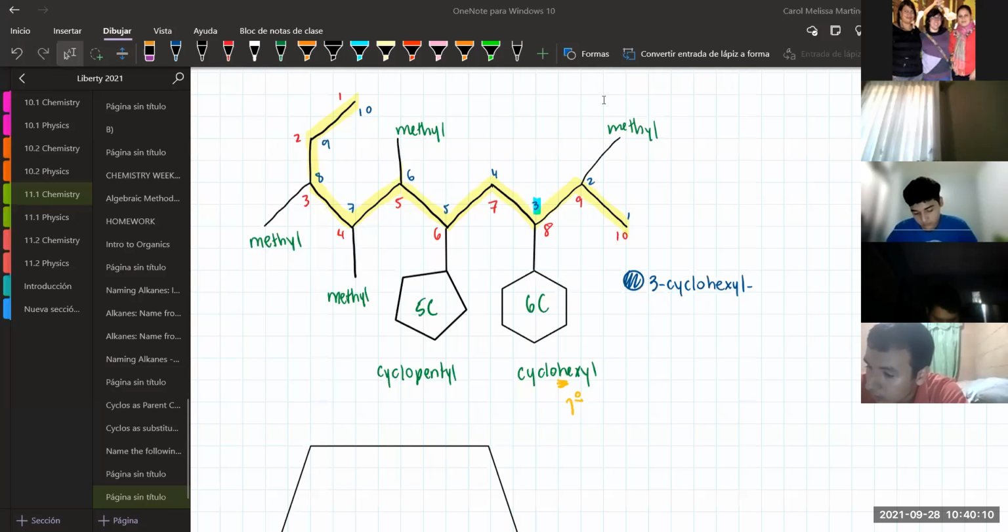After H, I will name every methyl because I have 4 methyls in these positions. It's going to be tetramethyl. And I will list the positions in ascending order: 2, 6, 7, 8. Okay, 2, 6, 7, 8. Because there are 4 methyls, it's going to be tetramethyl.